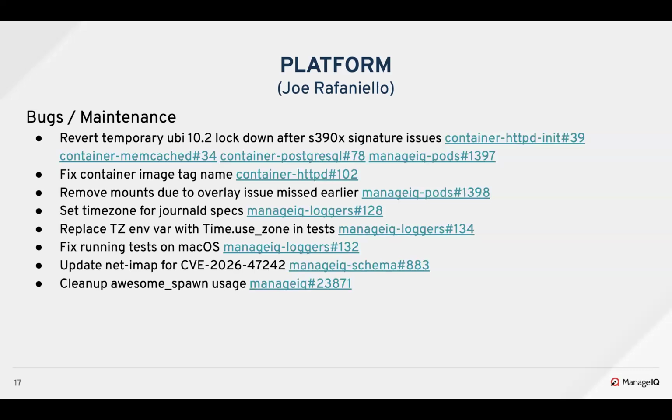Adam set the time zone for journald specs in ManageIQ loggers. Jason replaced the TZ environment variable with time.useZone for tests in ManageIQ loggers. He also fixed running tests on Mac OS in loggers. He also updated net IMAP for CVE and schema, and he cleaned up awesome spawn usage in core. Next slide, and back to Jason.